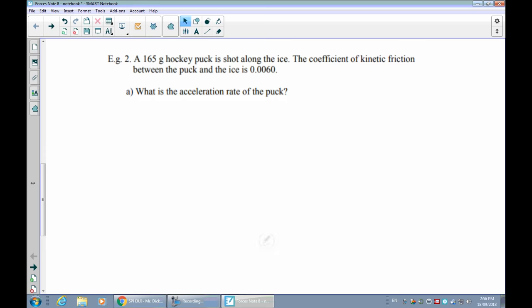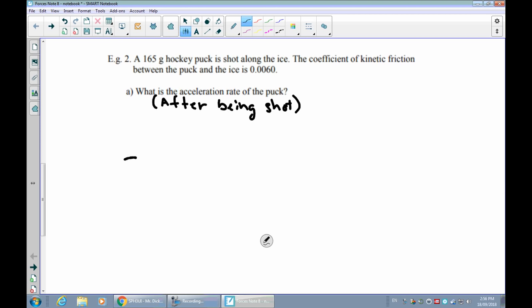So what's important to remember about this question is that we're doing everything after the puck has been shot. So this is all about the puck, but after being shot. So keep that in mind. And that's really important when we go to draw the free body diagram. You could draw it as a dot or a box or really anything you want, but I think I can handle a puck. So I'm going to draw my puck kind of like that.